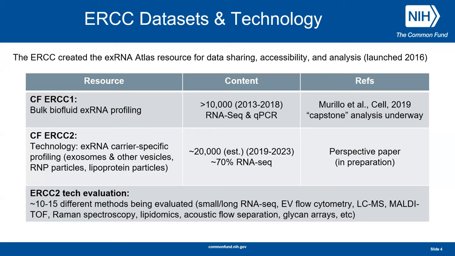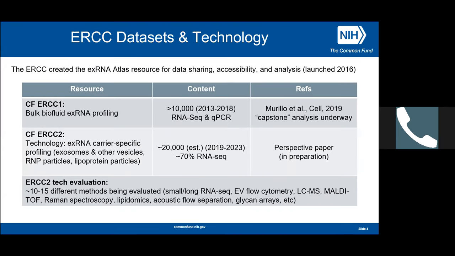The focus, again, is in large part RNA-seq, but there's a very rich set of other types of data to help characterize and identify EVs, down to the single EV level, but also EV subsets and different carriers and their cargo. Over the next couple of years, we should add about another 20,000 samples to the Atlas. This is being described in a prospective paper, which is in preparation. It will summarize the goals and objectives of stage two ERCC and also the technologies that are being evaluated.